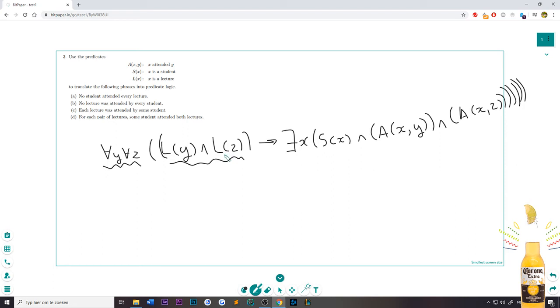You don't have to say that they're not equal, because they can't be equal, since you select 2 different elements here. You can't put the same element in both places. They have to be different. And so for every pair of lectures, there exists a student who attended both of them. So yeah, pretty straightforward. And then the last one, well, you've got the answer sheet, so you can look at it. But to be honest, it's kind of over the top, and it's not representative of the exam.